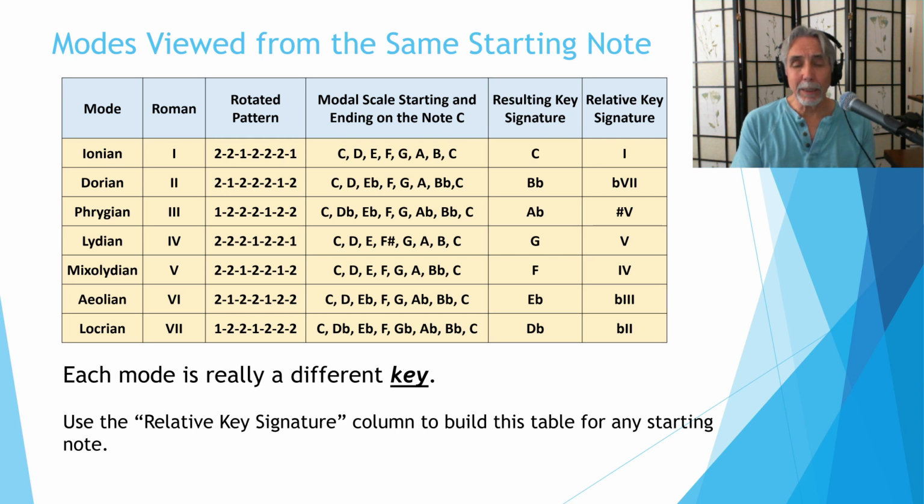Now, what is that? Well, it's got 2 flats. And if you look at it closely, it's just the key of B flat with a different starting point, okay? Now we can keep going down the line and you can see that every one of these modes has a corresponding key. So if you're playing along in the Aeolian mode in C, you're really playing in E flat. And by the way, E flat is the same key signature as its relative minor, C minor, and we'll talk about that too. So each mode is really a different key, and you can use the relative key signature column on this chart to determine the modes and their respective keys starting from any tonic or root note.